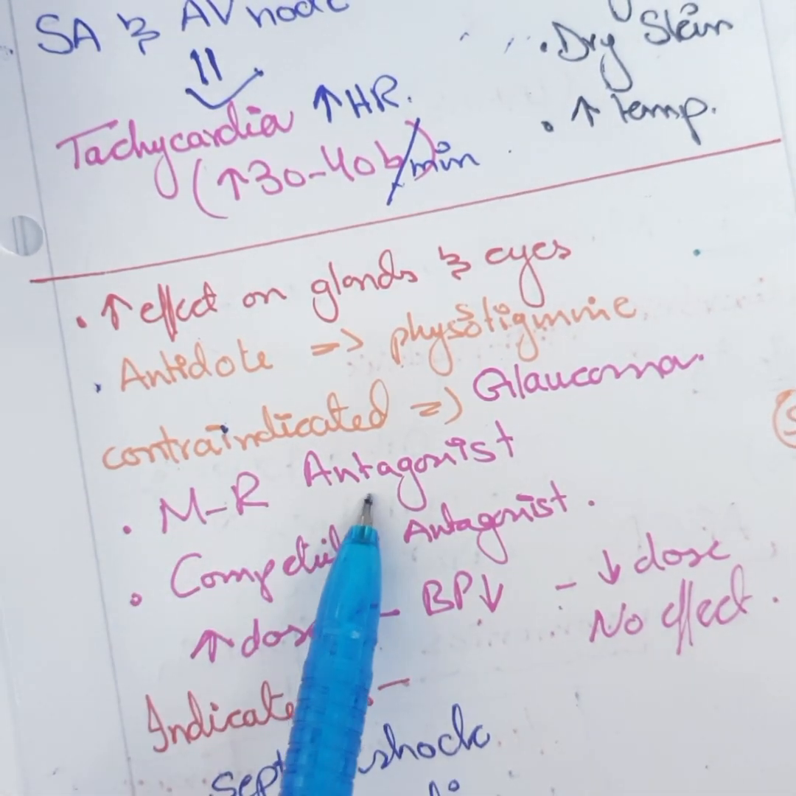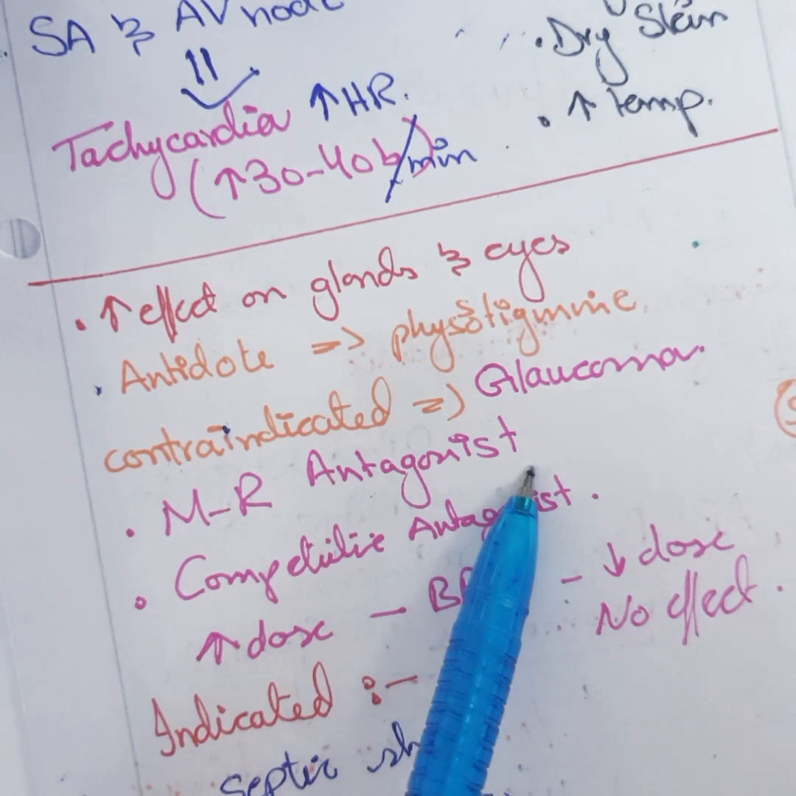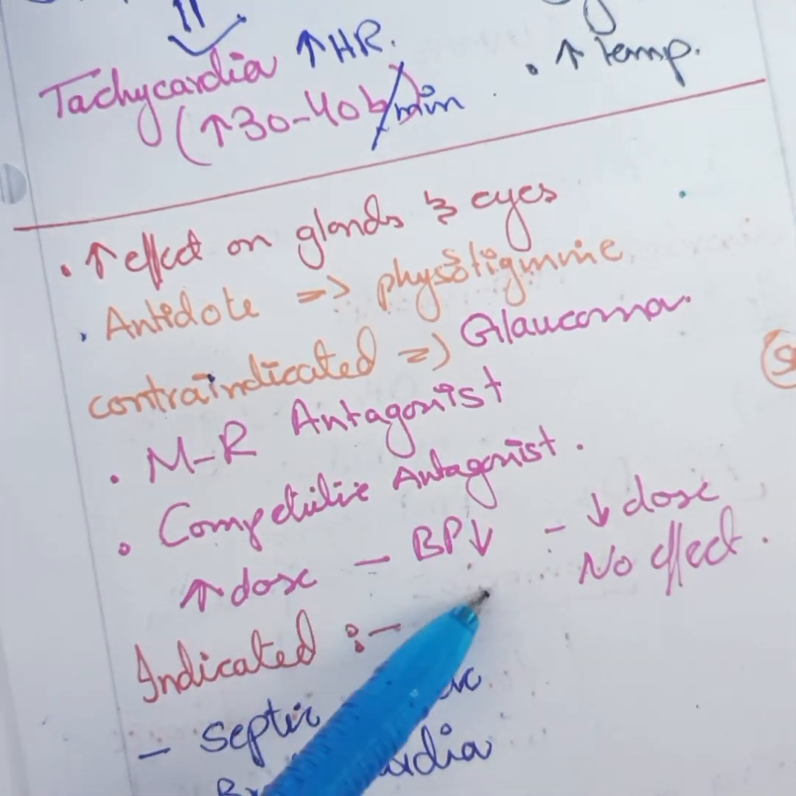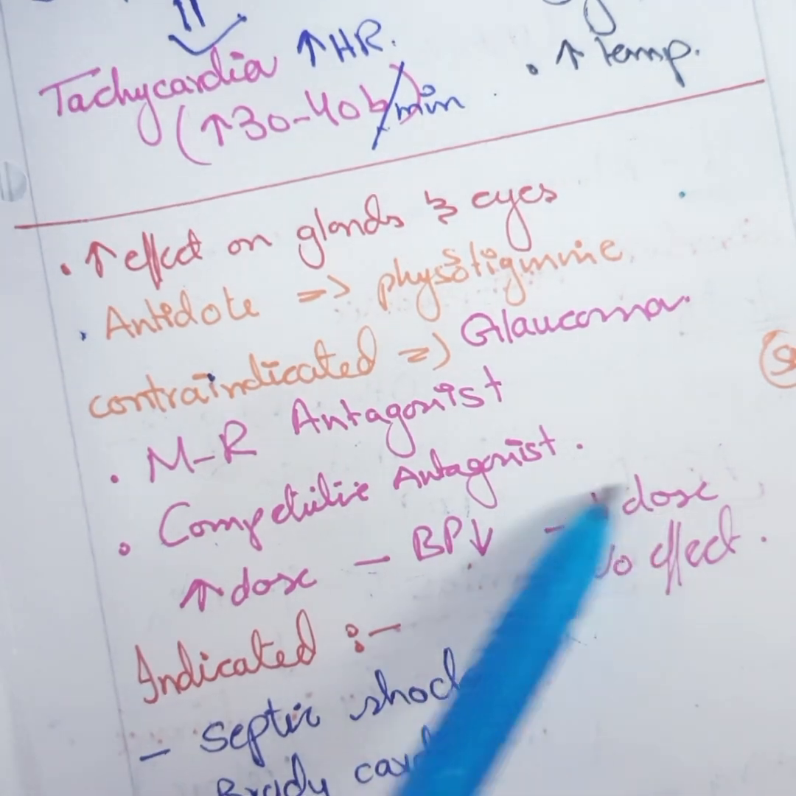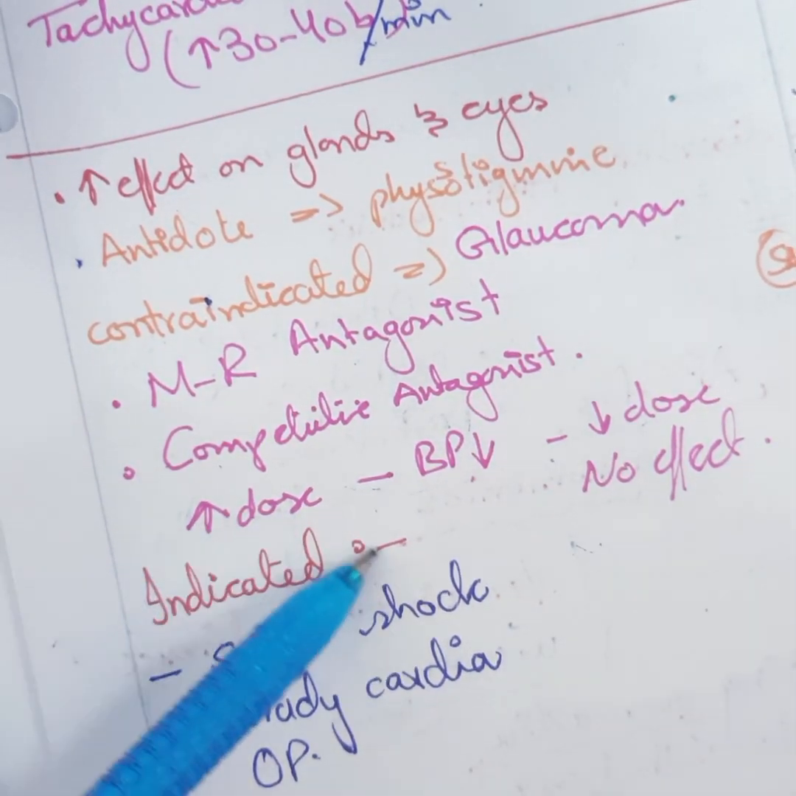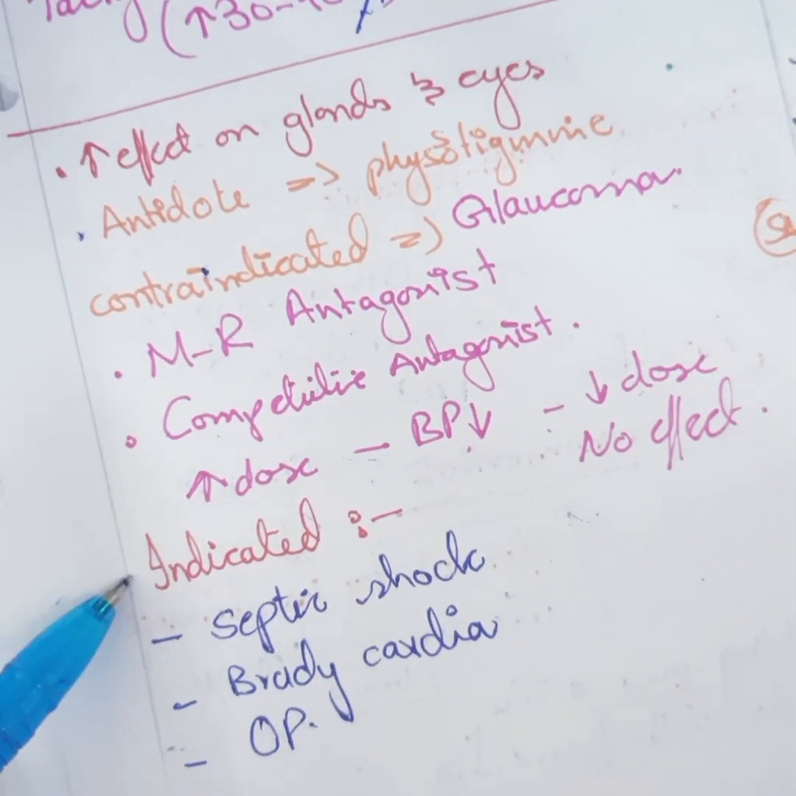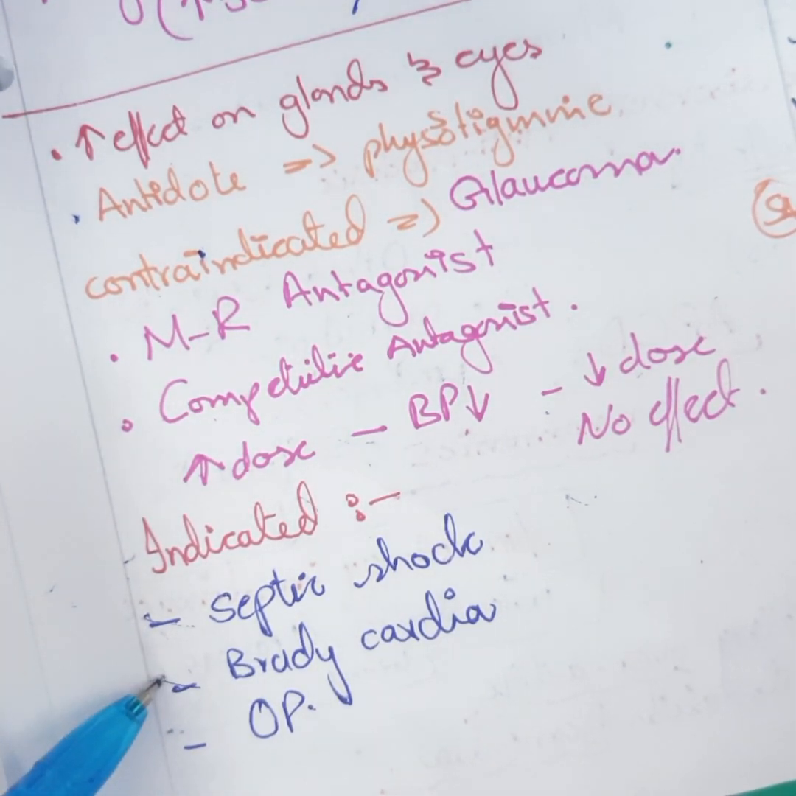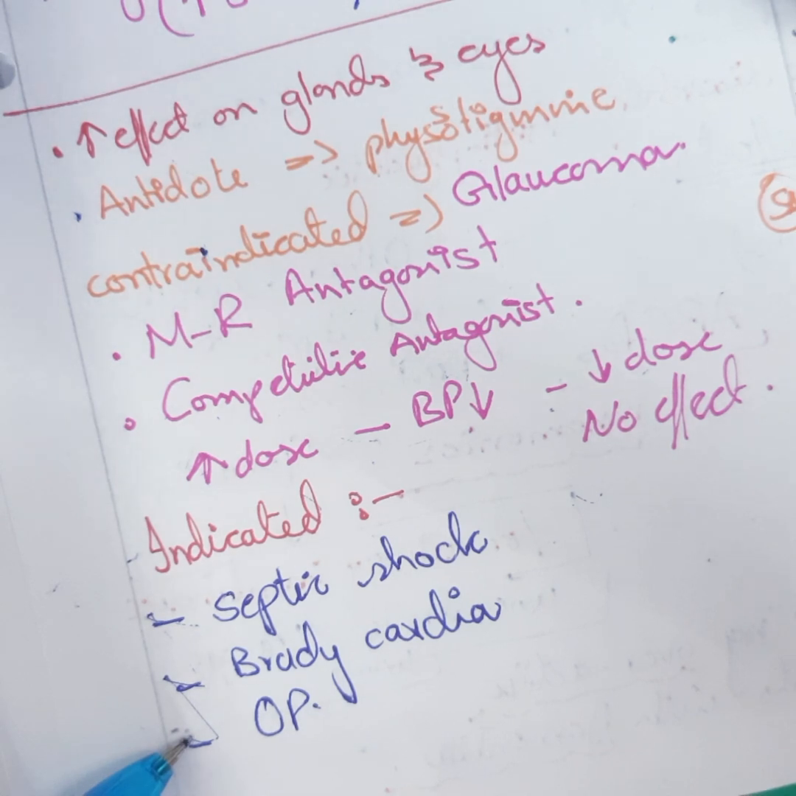These are the muscarinic receptor antagonists. They love the muscarinic receptor, also known as the competitive antagonist. Increased dose will cause the decrease in the BP, and decreased dose will have no effect. Now, in what factors these are indicated? In the septic shock, bradycardia, and ocular OP.